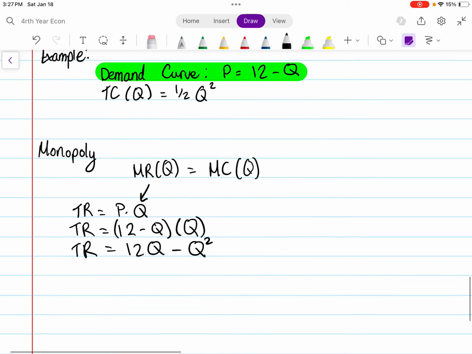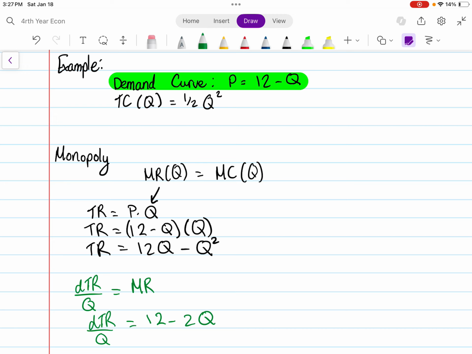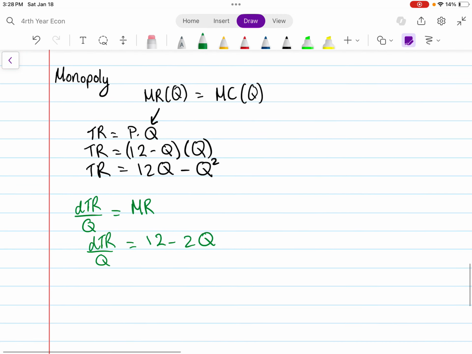Also recall that we can find marginal revenue by taking the derivative of total revenue. So the derivative of total revenue with respect to Q is equal to marginal revenue. Let's go ahead and do that. The derivative of total revenue is going to equal 12 minus 2Q. Therefore, we have our marginal revenue right here.